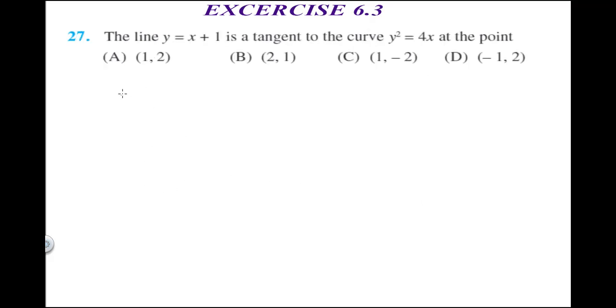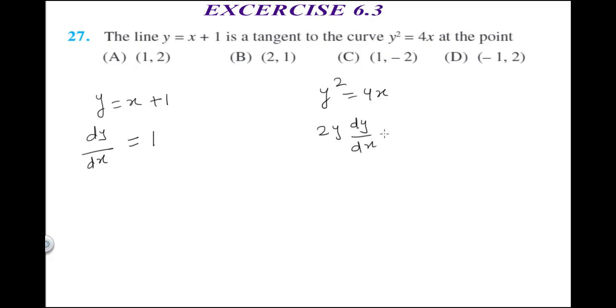Question number 27. In this it is asked that the line y equals x plus 1 is a tangent to the curve y square equals 4x. If this line is a tangent, then the slope of this line will be equal to the slope of the tangent that we find from this curve. So from this line, the slope of the tangent is 1. And from here it is 2y dy by dx equals 4. So dy by dx is equal to 4 divided by 2y, so it is 2 upon y.